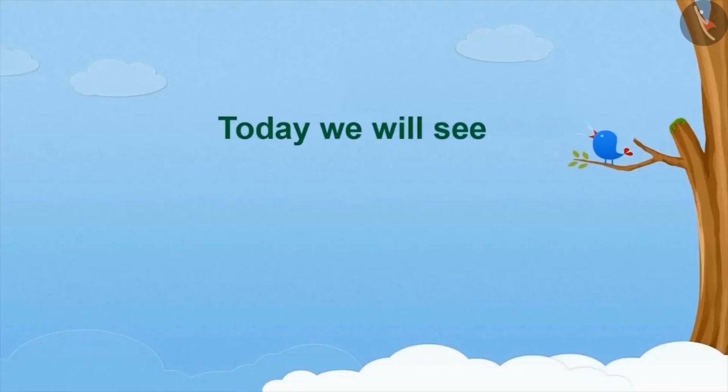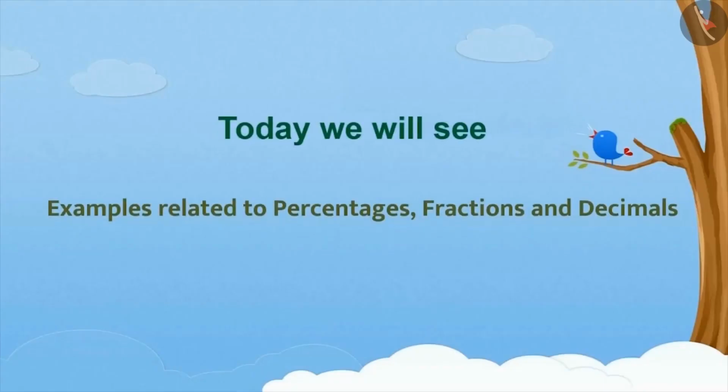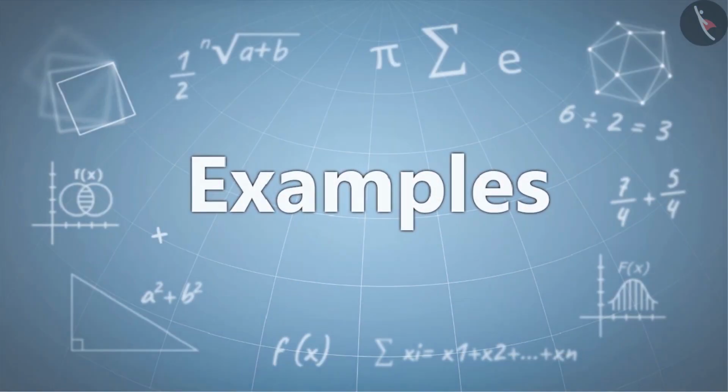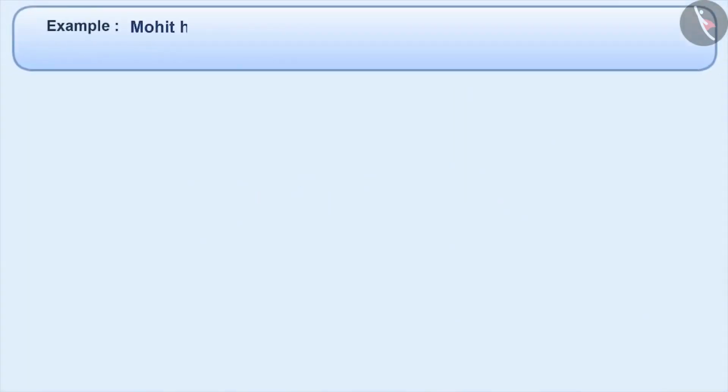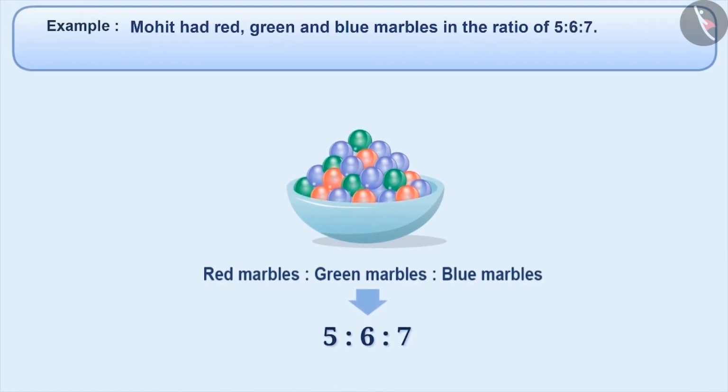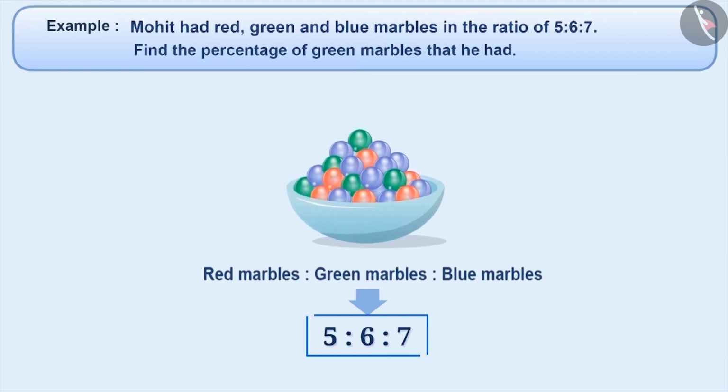Today, we will see examples related to percentages, fractions, and decimals. Example 1. Mohit had red, green, and blue marbles in the ratio of 5:6:7. Find the percentage of green marbles.